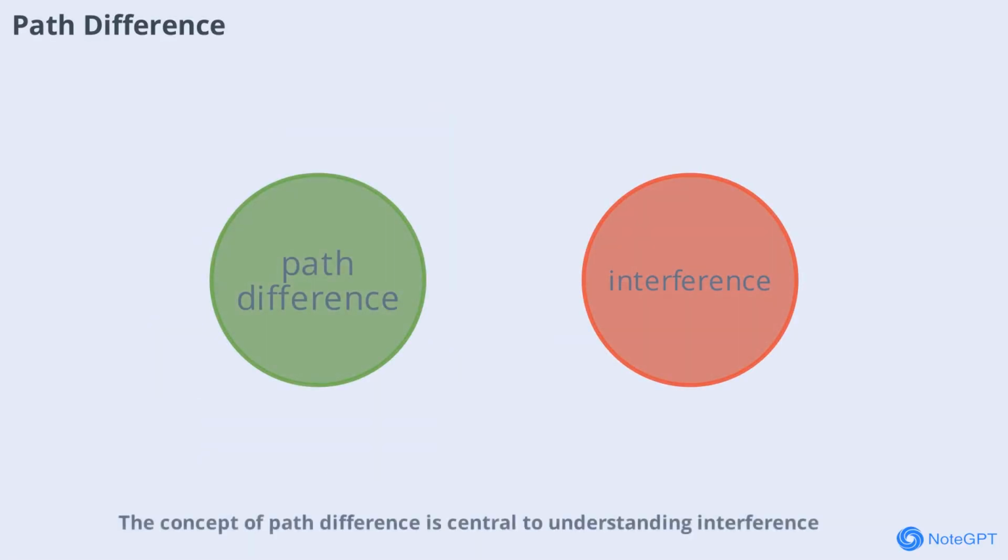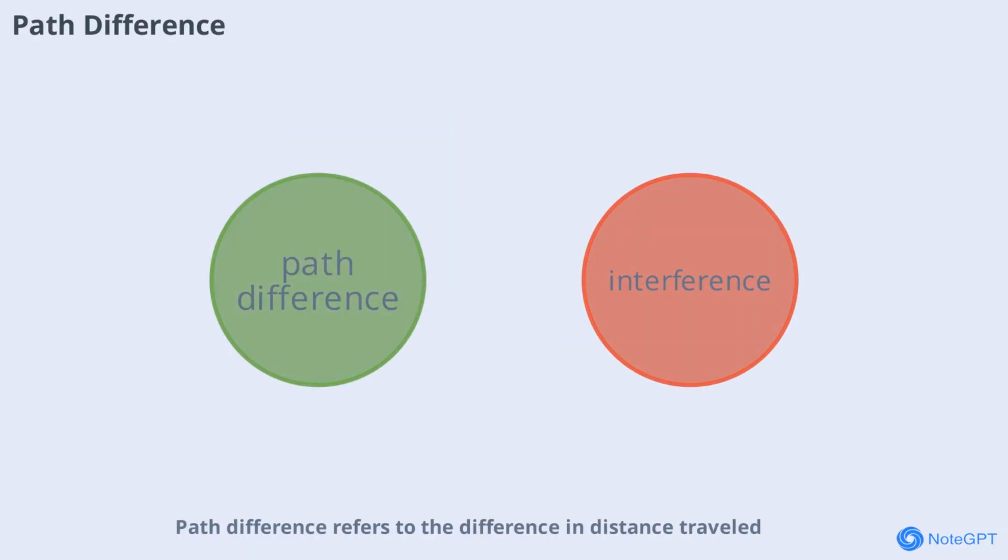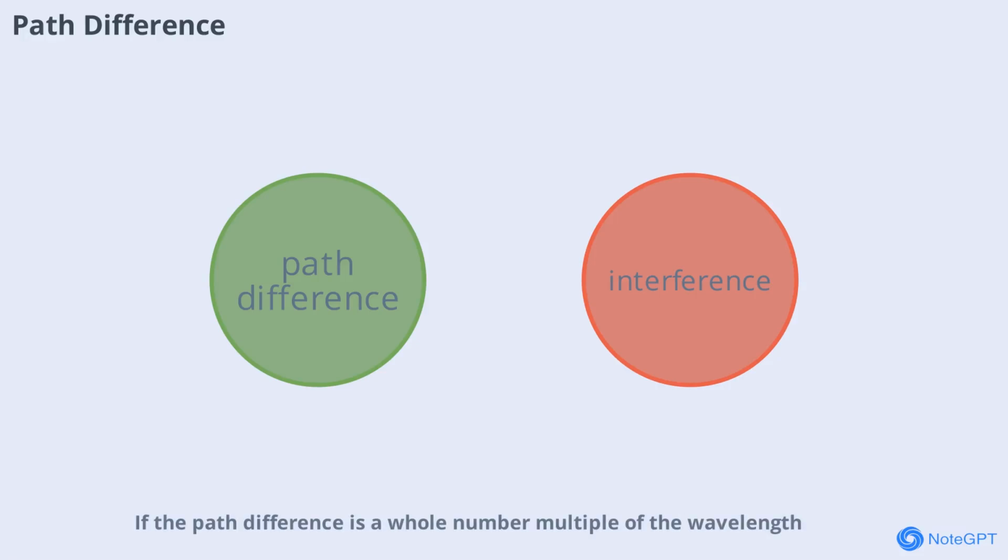The concept of path difference is central to understanding interference. Path difference refers to the difference in distance traveled by two waves from their sources to a given point. If the path difference is a whole number multiple of the wavelength, constructive interference occurs. If it's a half-integer multiple, destructive interference results. This simple idea explains the regular spacing of bright and dark fringes.